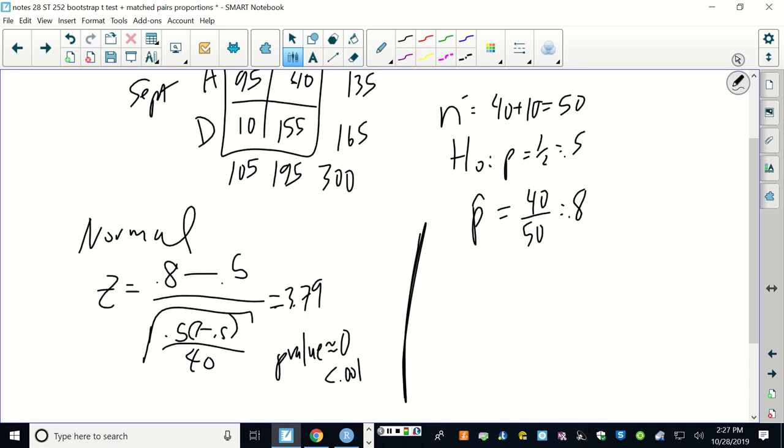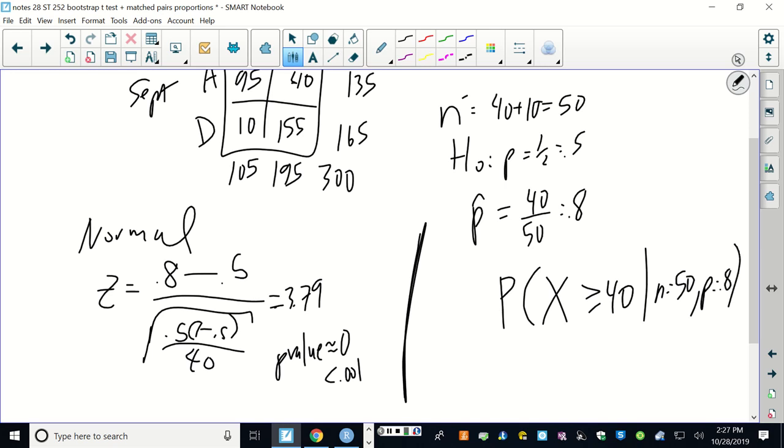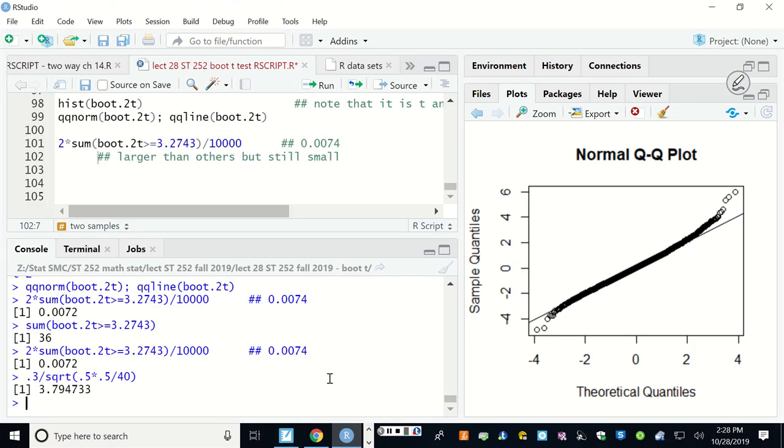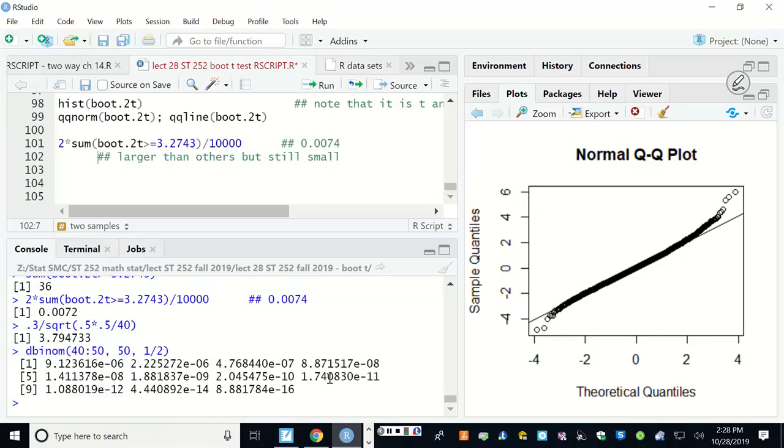The other way this could be done is add up the probability that a binomial is greater than or equal to 40 when we have 50 trials and a probability of 0.8. That'd be one-sided, and you can probably multiply that by 2 to get a p-value. So you could calculate a binomial density going from 40 to 50 out of 50 trials, and the probability is 1/2. Those are all those different probabilities.